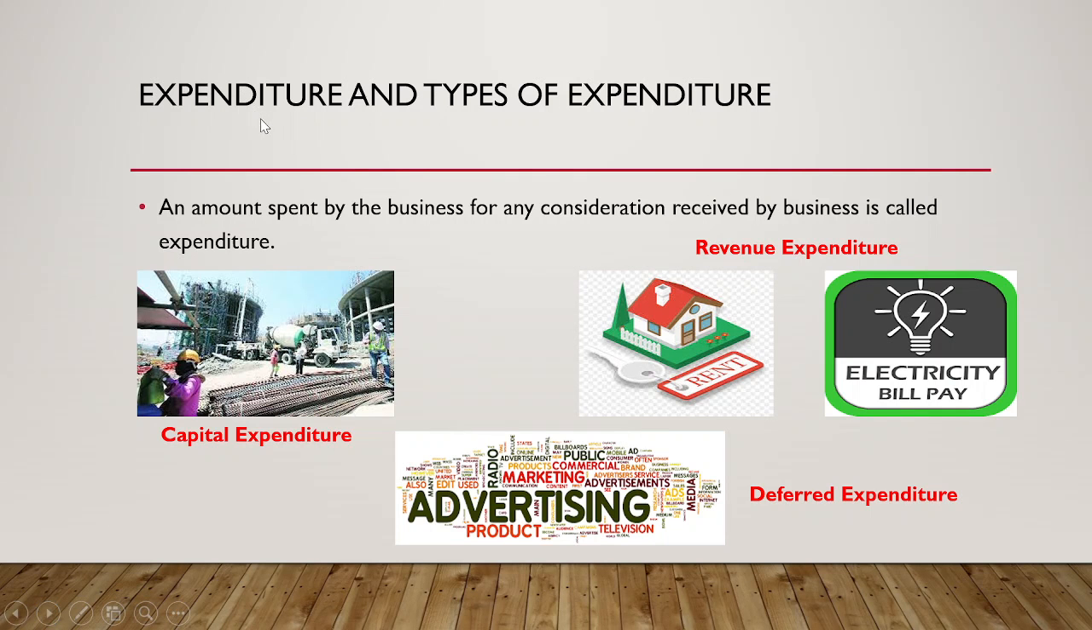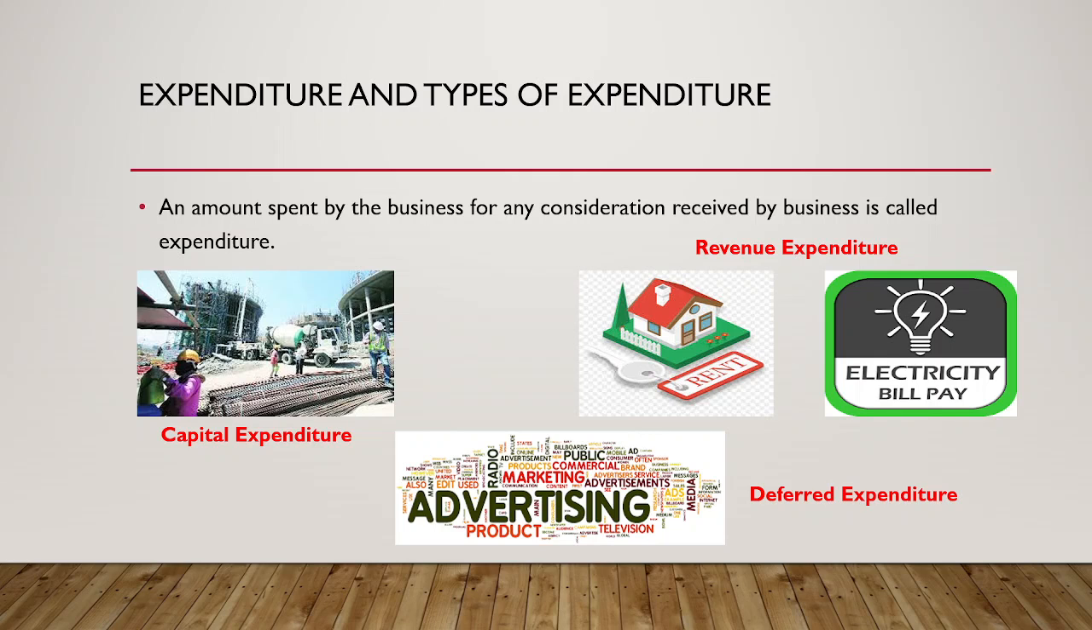Now let us try to understand what is expenditure and types of expenditure. There are basically three types of expenditure: capital expenditure, revenue expenditure, and deferred expenditure. An amount spent by the business for any consideration received by the business is called expenditure. Now, what is capital expenditure? As you can see from the picture, the building is constructed. For the construction of the building, we require some money, right? Money or capital. Yes. So, this fixed money or capital which we invest in our business is known as capital expenditure.